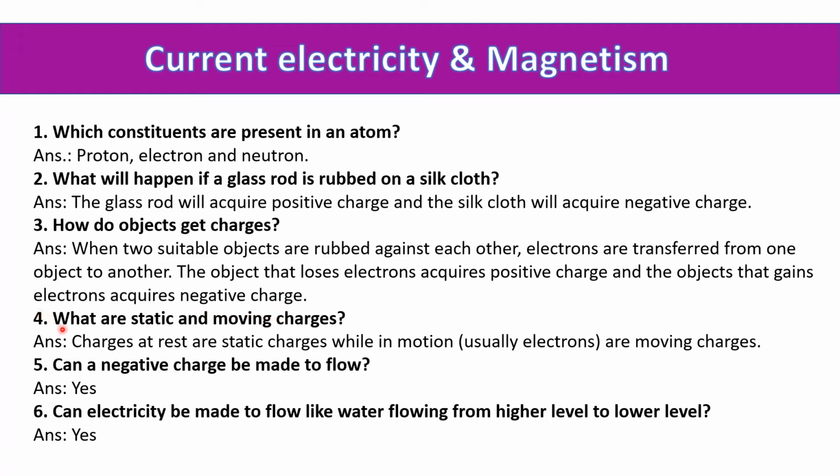Now fourth question. What are static and moving charges? Yes, answer is charges at rest are static charges, while charges in motion, that is electrons, are moving charges. Now fifth one, can a negative charge be made to flow? Yes, we can make negative charge flow.